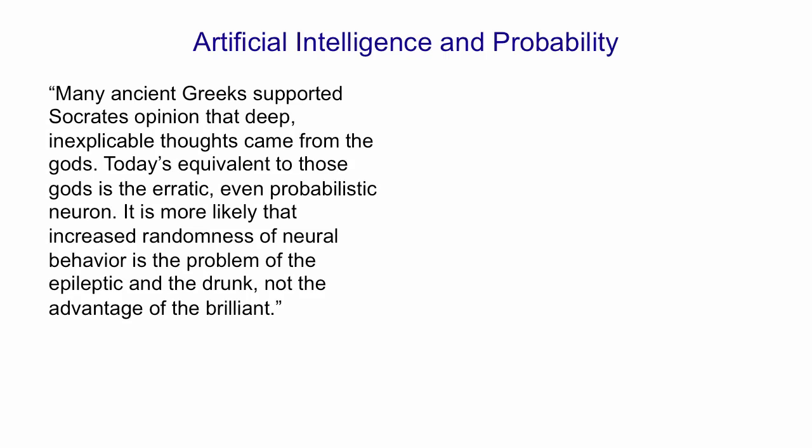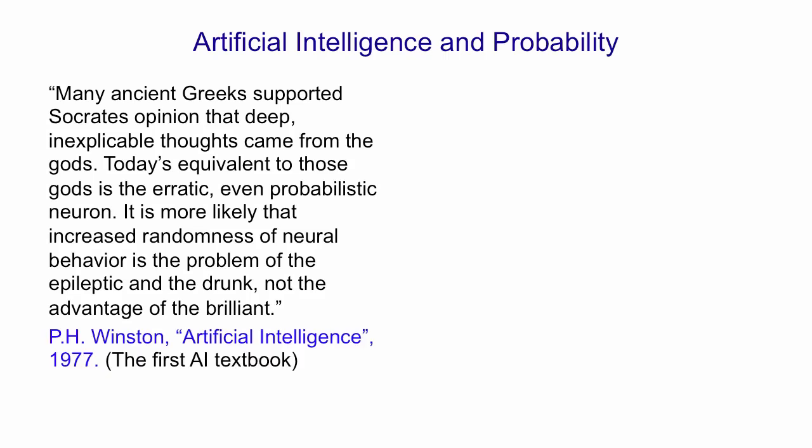I'll read it out. Many ancient Greeks supported Socrates' opinion that deep inexplicable thoughts came from the gods. Today's equivalent to those gods is the erratic, even probabilistic neuron. It is more likely that increased randomness of neural behaviour is the problem of the epileptic and the drunk, not the advantage of the brilliant. That was in Patrick Henry Winston's first AI textbook in the first edition, and it was the general opinion at the time. Winston was to become the leader of the MIT AI lab.